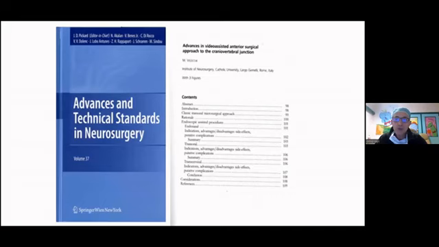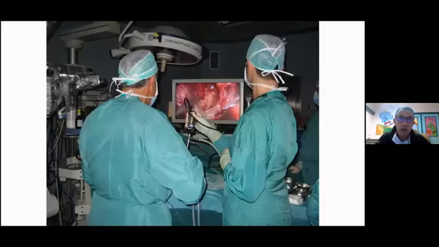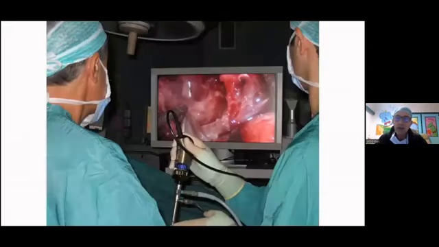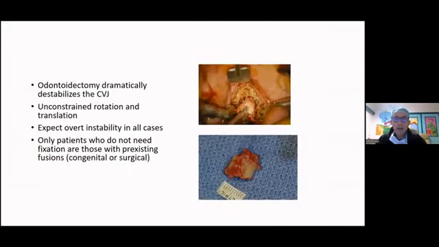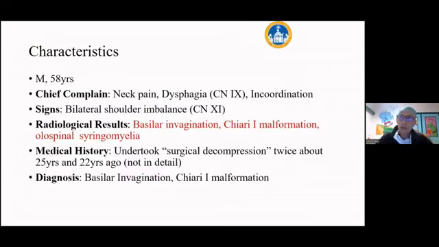Some examples of personal experience, starting when we began to use endoscopy in transnasal and transoral surgery. By means of both endoscopy and microsurgery, we started to remove irreducible basilar invagination by isolating and drilling the odontoid. This is one of our very first cases, a 50-year-old patient harboring basilar invagination, Chiari 1 malformation, and spinal syringomyelia.